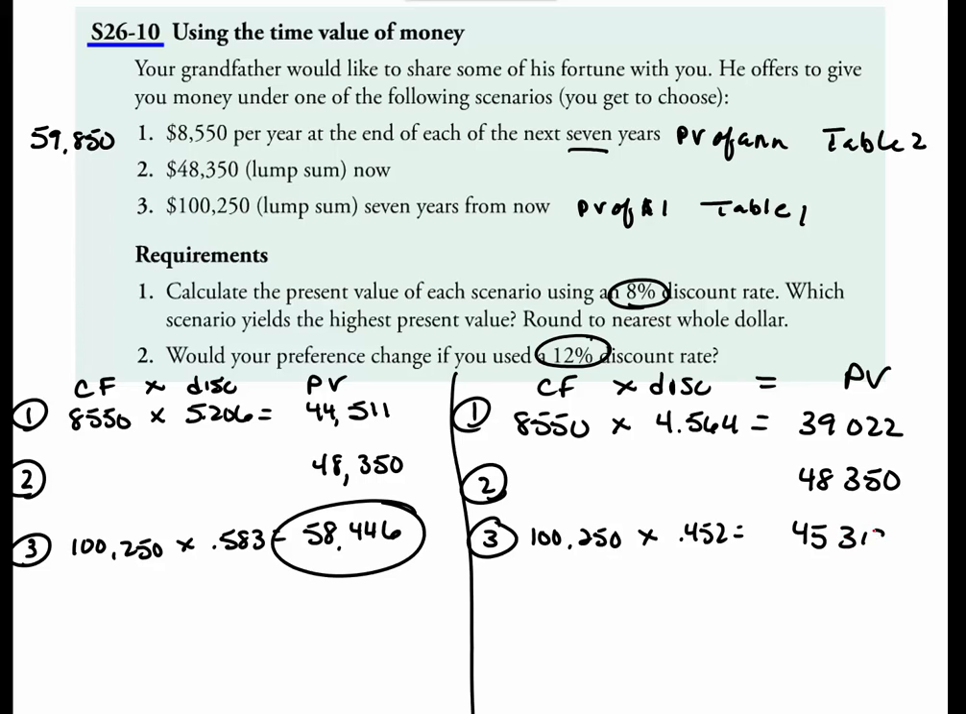45,313, which means because of that, now choice 2 is your better option. You might as well take this. Waiting is not worth it anymore. So the discount factor that you pick can definitely influence your answer here.